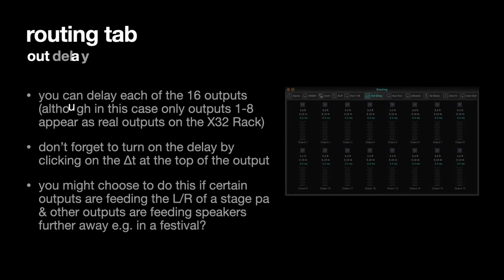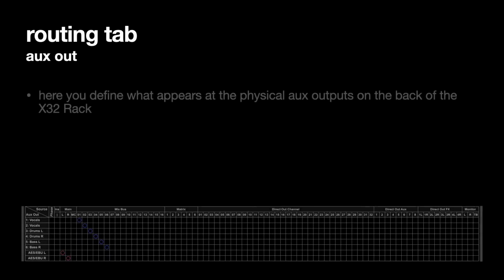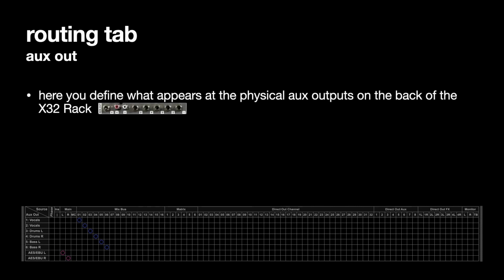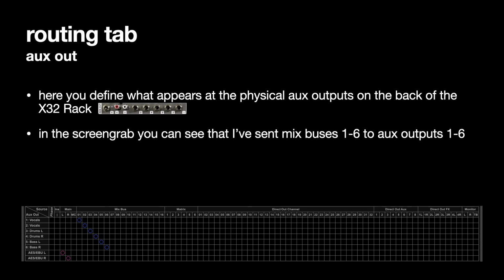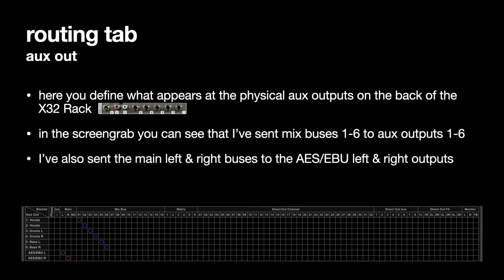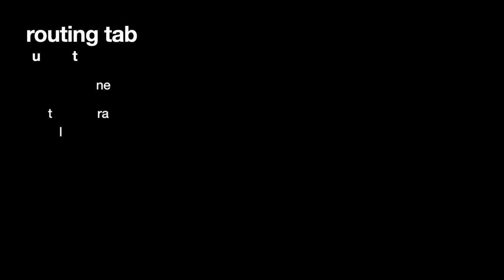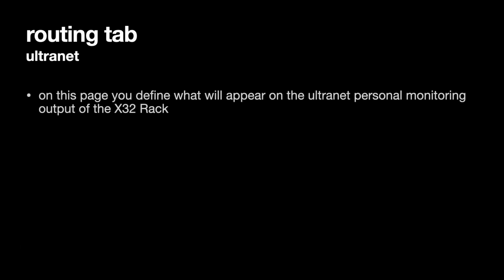Okay. The aux outputs, well, I've set the aux outputs. These are the physical aux outputs on the back of the X32 rack. I've set them up so that the aux outputs take vocals, drums and bass. In the screen grab, you can see I've sent mix buses 1 to 6 to auxiliary outputs 1 to 6. So that's kind of what I've set it up to. I've also sent the main left-right outputs to the AES EBU left and right outputs, but I'm not using the AES EBU outputs, so that's redundant.